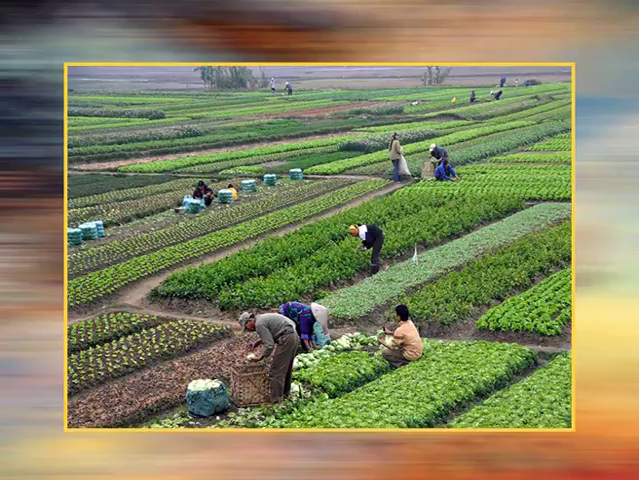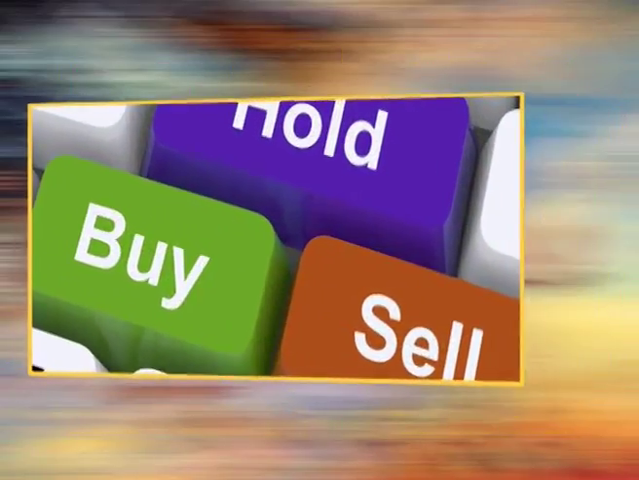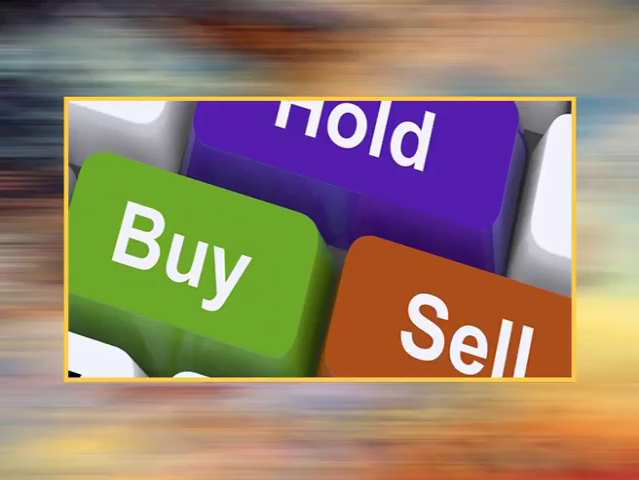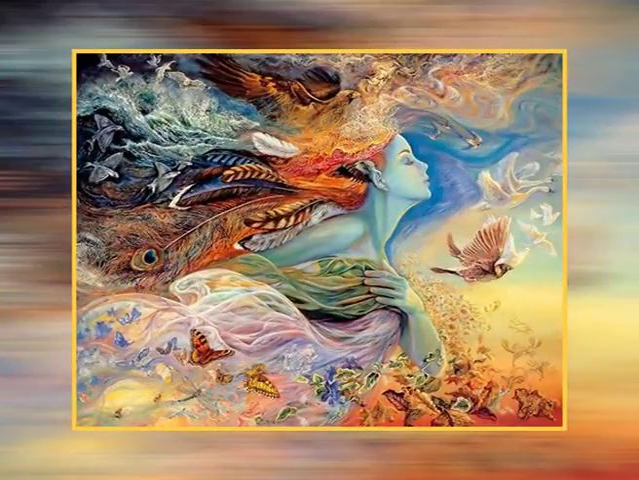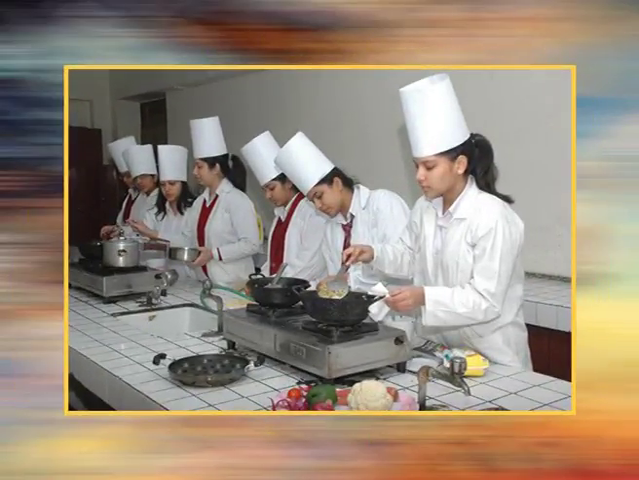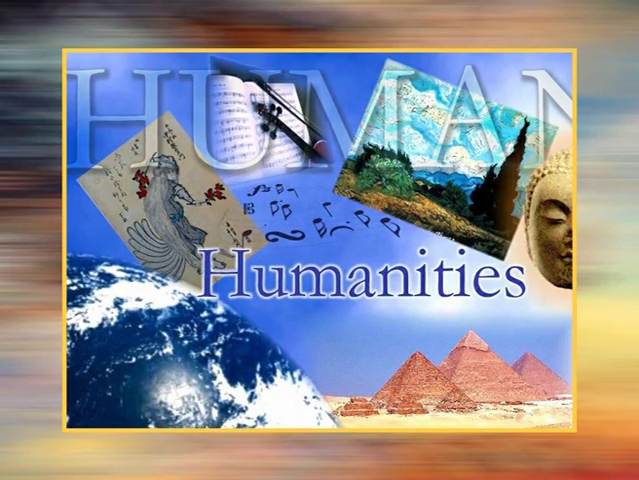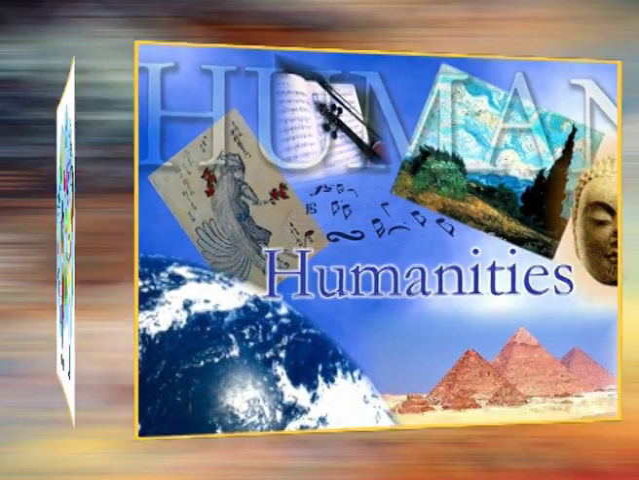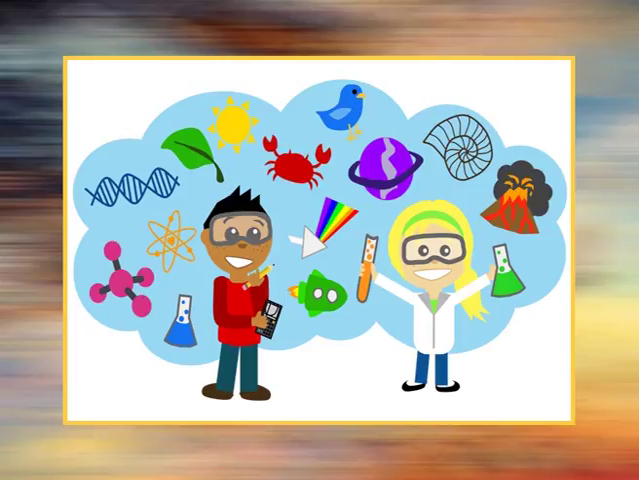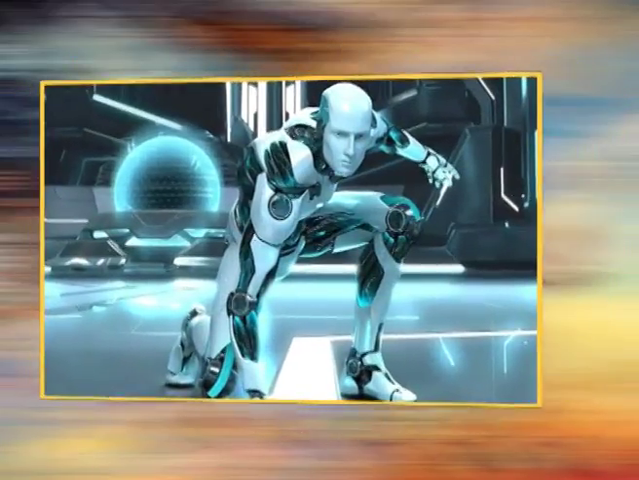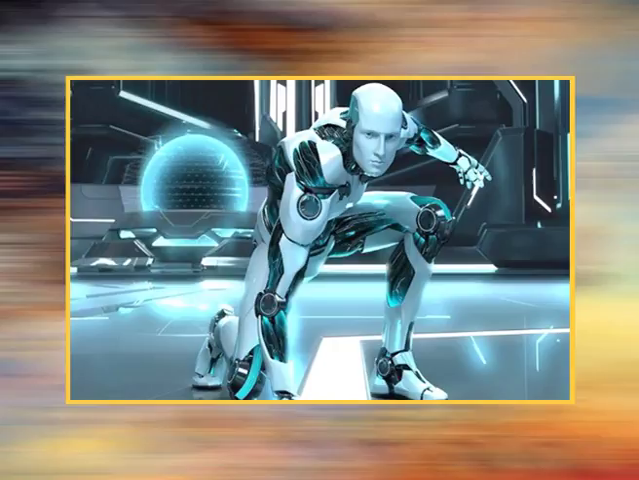It measures interest in 7 areas: agriculture, commerce, fine arts, home science, humanities, science and technology.